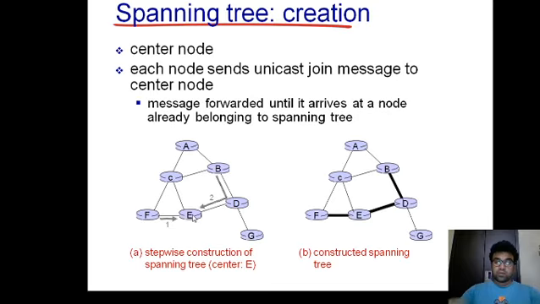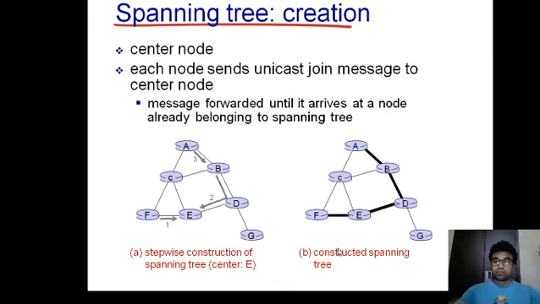Now let's see. When B has to unicast its information to E, it will use distance vector routing algorithm, and B finds that this path is the shortest way to reach E. Then B will make these two branches branches of the spanning tree. So you can see over here that we now have three branches of a spanning tree.